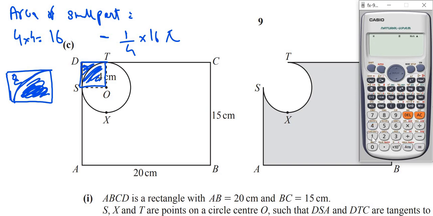Oh my bad, 16. I am actually not feeling well for a couple of days. Again, I made the same mistake. 16 minus 4 shift pi. What's happening? What's the issue? I press shift. 16. My bad. 16 minus 4 shift pi. Yeah.